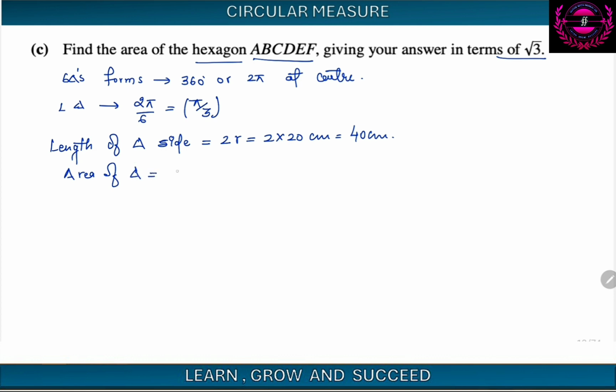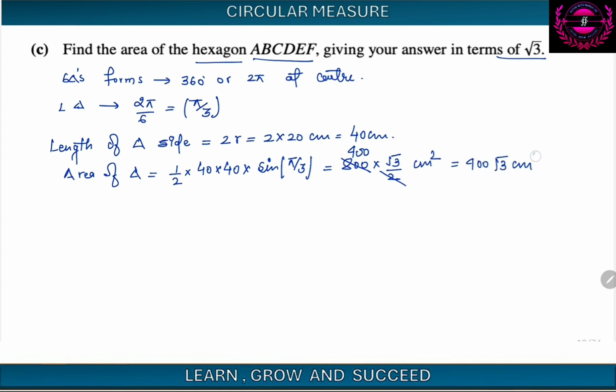Now the area of one triangle will be half. Using half xy sine theta, we can write half into 40 into 40 into sine theta. Theta is pi by 3. Sine 60 is root 3 by 2. So 4 4s are 16, 16 by 2 is 8. So basically this is 800, and sine 60 is root 3 by 2, so this becomes 400 root 3 centimeter square. So this is the area of one triangle.